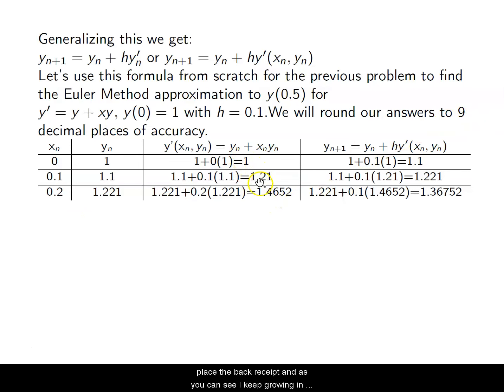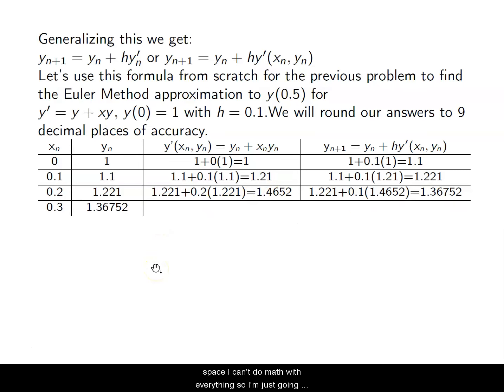And as you can see, I keep growing in my accuracy, right? I have 1, then 2, then 3, then 4, then 5. So then this will be 6, and then 7, and then 8, right? So it keeps growing how many places of accuracy, or how many decimal places I have. So I actually ran out of space. I can't do math with everything, so I'm just going to provide the values after this point, right?